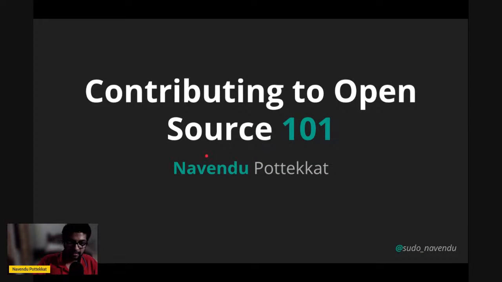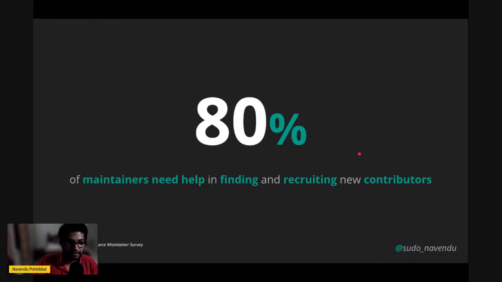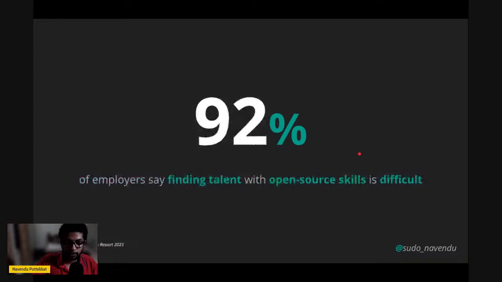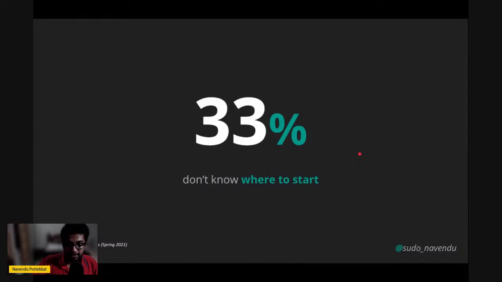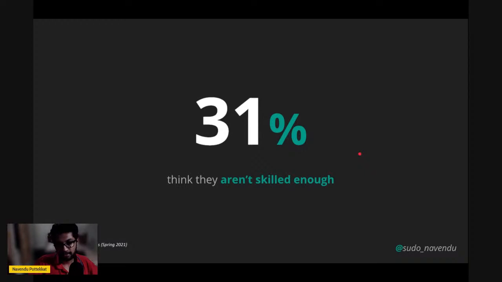I'd like to start this session by showing some numbers. 80% of the maintainers need help in finding and recruiting new contributors, and 92% of employers say finding talent with open source skill is difficult. So there's a large market, and 52% of developers haven't contributed to open source yet but want to. That is an overwhelmingly large number. And 33% don't know where to start. So if you are in this 33%, this talk is for you. And 31% think they aren't skilled enough. So I'll try to break this stereotype today.